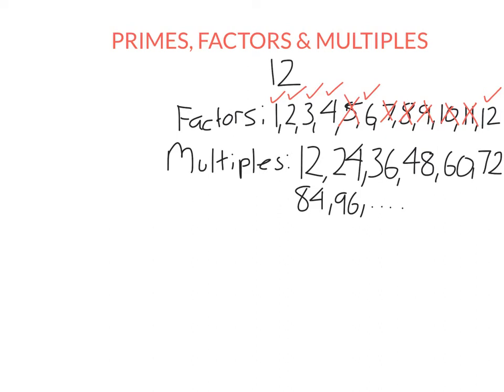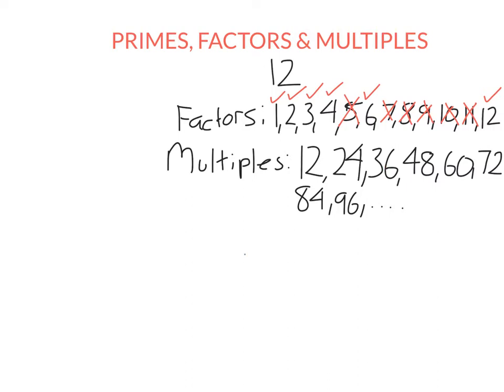All of these numbers, 12, 24, 36, and so on, are multiples of 12 because when you divide them by 12, you get a whole number. Another way to look at it is all the multiples of 12 are numbers for which 12 is a factor. So 12 is a factor of 12. 12 is a factor of 24, so 24 is a multiple. 12 is a factor of 36, so 36 is a multiple of 12.